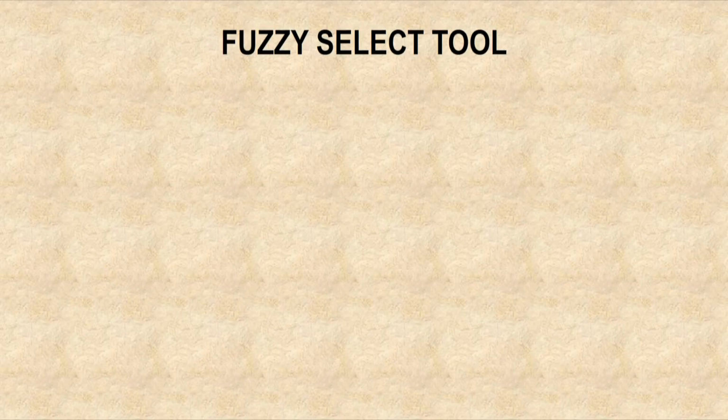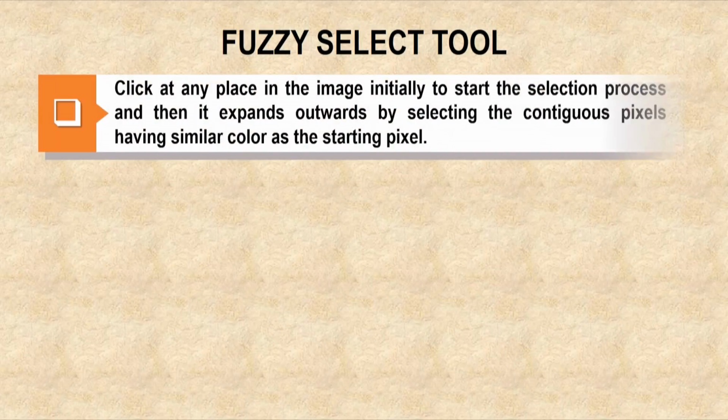In order to make use of fuzzy select tool, we need to click at any place in the image initially to start the selection process, and then it expands outwards by selecting the contiguous pixels having similar color as the starting pixel. So the learner has to see what kind of colors they want to pick from the image. It works on the contiguous pixels of the similar color.